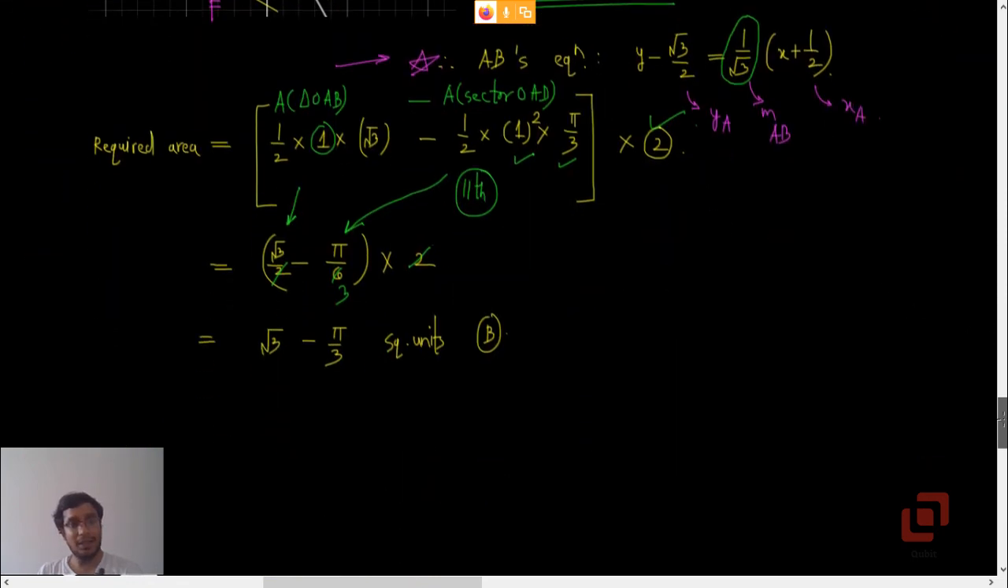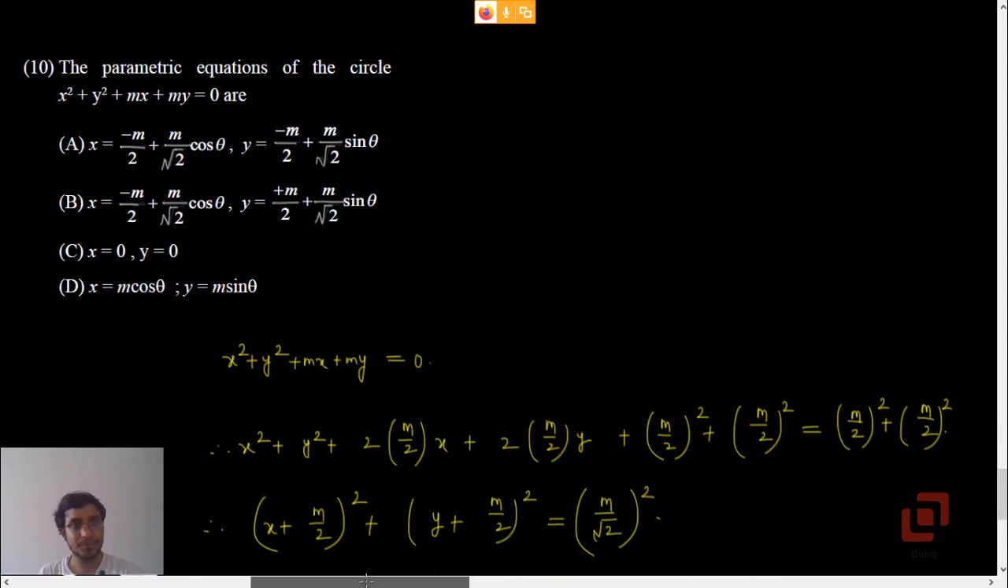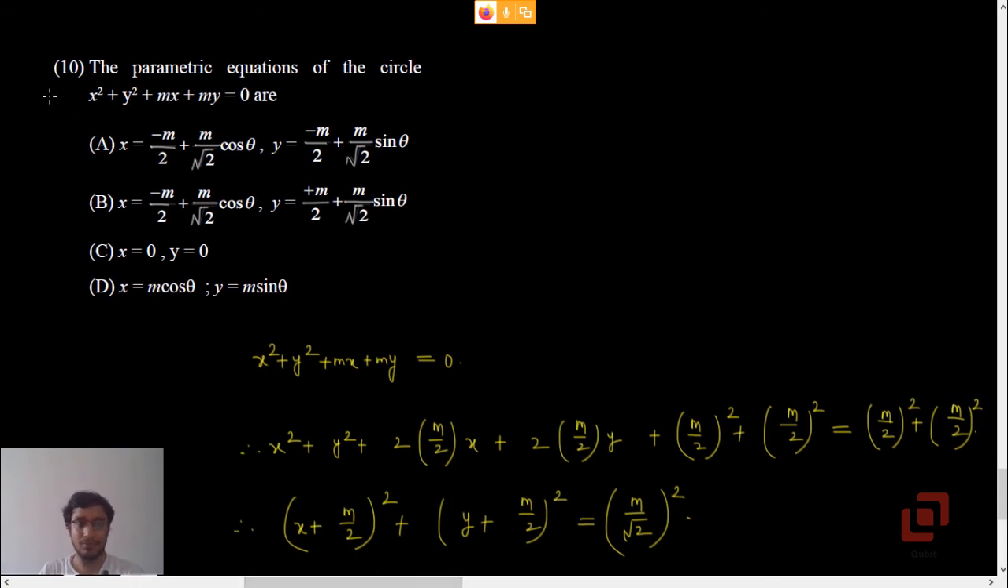Then let's go to the last MCQ. A simple one, but you need to do some thinking. Question time. The parametric equations of the circle x squared plus y squared plus mx plus my equal to 0 are. So from the equation of the circle you learn that it passes through the origin because there is no constant term. And the circle is centered at negative m by 2, negative m by 2.